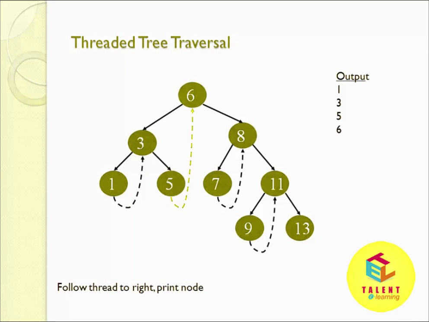Follow thread to the right and print the node, so 6 will be printed. Follow the link to the right, go to leftmost node and print it, so 7 will be printed next. Follow thread to right and print node, so now 8 will be printed.